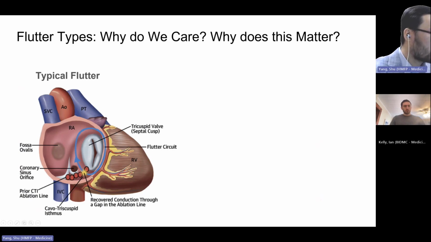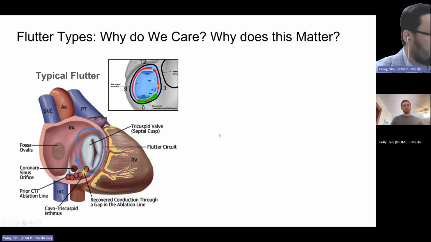The tricuspid valve with that blue circuit shows a CTI dependent flutter, and that CTI again is that cable tricuspid isthmus coming from the IVC, so C for cable, to the tricuspid valve, and the red dots show where you would do your ablation. And to give you another frame of reference, this is that clock face that we were talking about. Looking at the tricuspid valve from the ventricular side up into the atrium, 12 o'clock is up top, 6 o'clock is at the bottom, 3 is septal, and 9 is lateral.